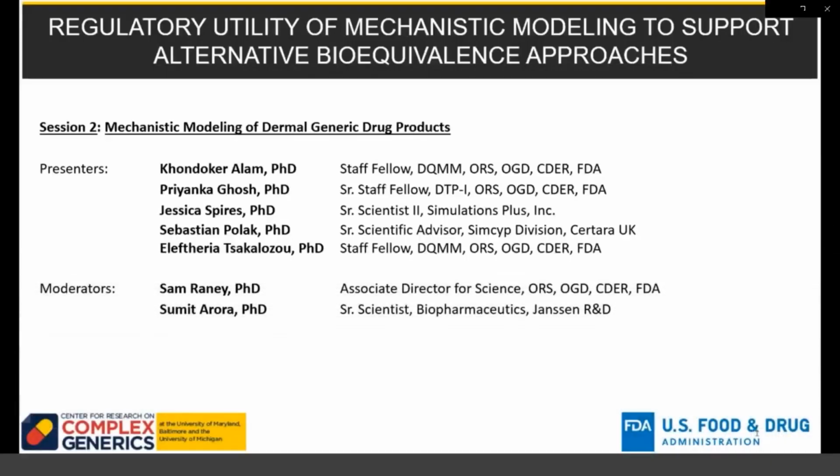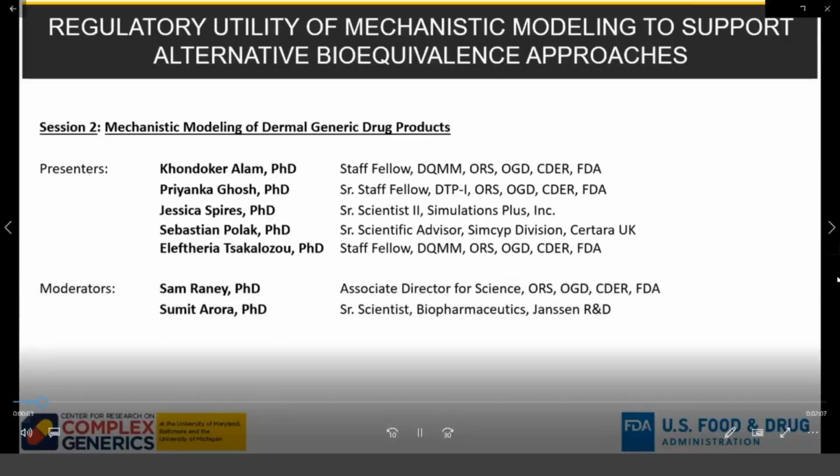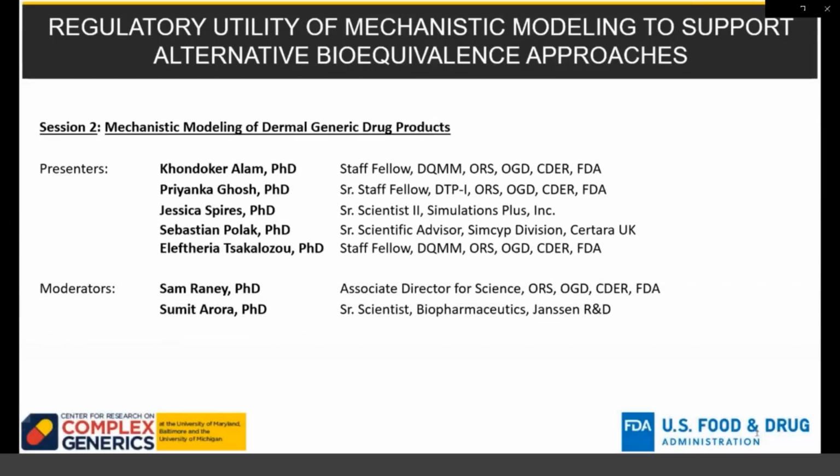Session 2 for mechanistic modeling of dermal generic drug products has 5 speakers today. In order of presentation, Khondoker Alam, PhD, is a staff fellow at the Division of Quantitative Methods and Modeling, Office of Research and Standards, OGD. Dr. Alam's role in the division is to utilize translational tools such as PBPK modeling to address specific questions pertinent to drug development process and/or regulatory decision making.